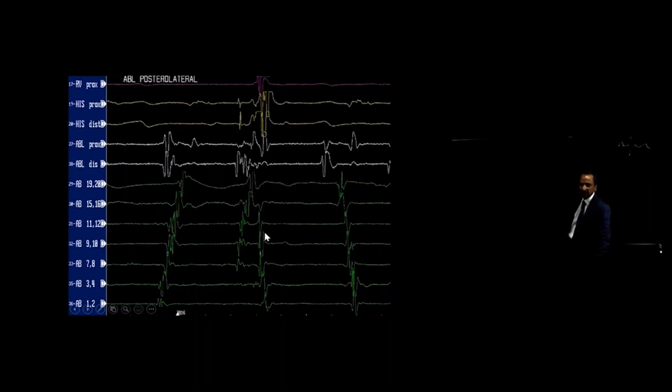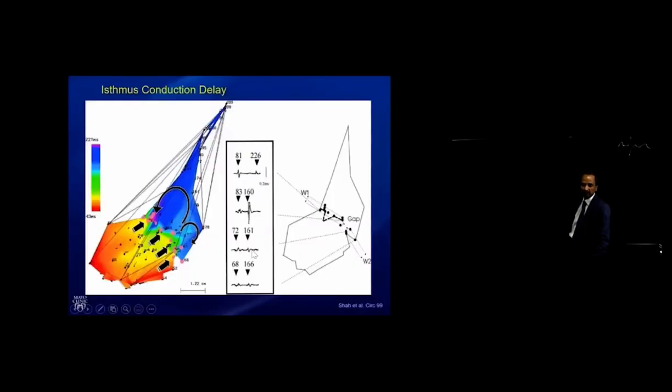At the site where there's a turnaround for the flutter, you can see these double potentials pointing to where that gap is. And if an electrode placed at that gap shows fragmented signals, it's a very good bet that ablation at that site will complete that line of block.